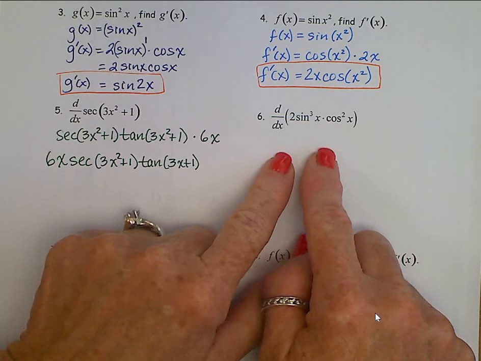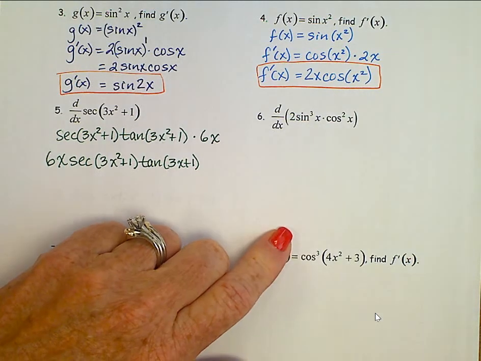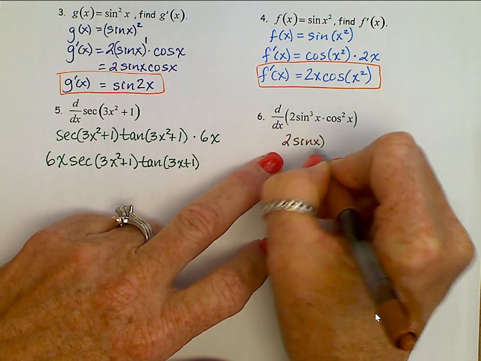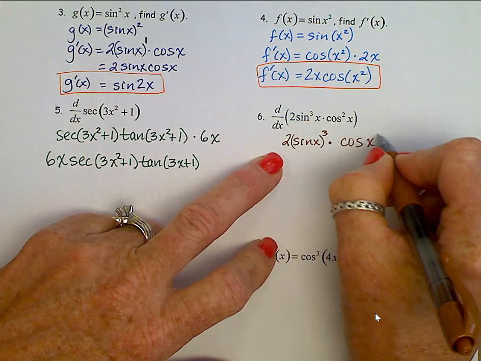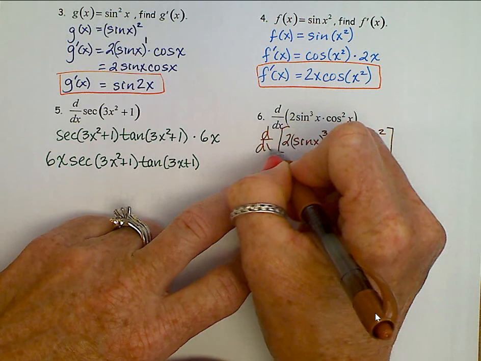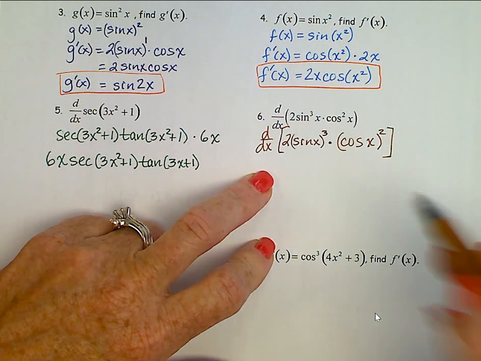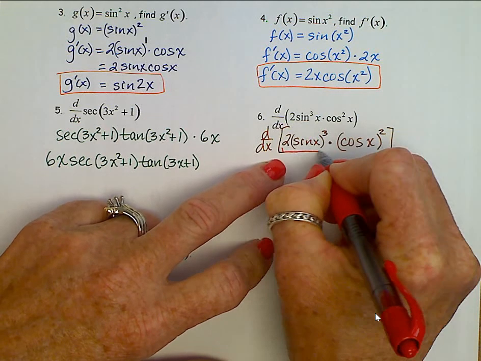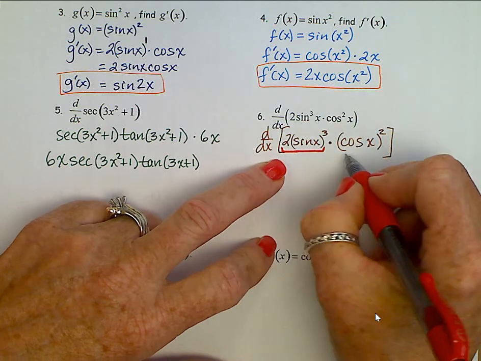This one, though, a tad bit messier. Again, the first thing that I would suggest you do is rewrite this as 2 sine x quantity cubed times cosine x quantity squared. We are finding the derivative of that mess. All right, this is a product rule, quotient rule combination. Here's the first function and second function.